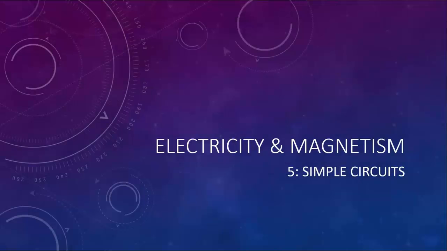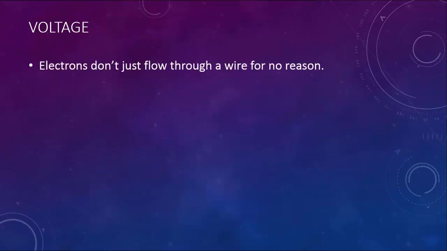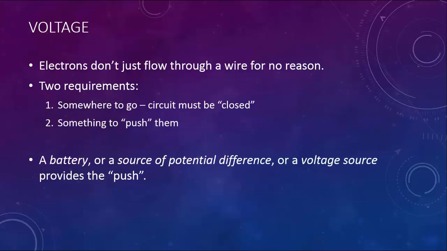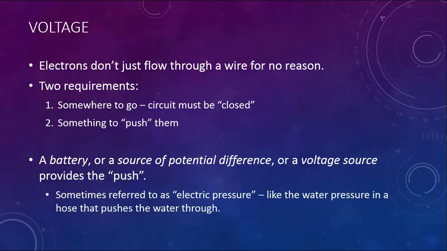This lesson is about simple circuits. Let's talk about voltage. Electrons don't just flow through a wire for no reason. There are 2 requirements for electrons to flow. First, they have to have somewhere to go. The circuit has to be closed. There also has to be something to push them through the circuit. A battery, or a source of potential difference, or a voltage source, all the same thing, provides that push. This is sometimes referred to as electric pressure, like the water pressure in a hose that pushes water through it.